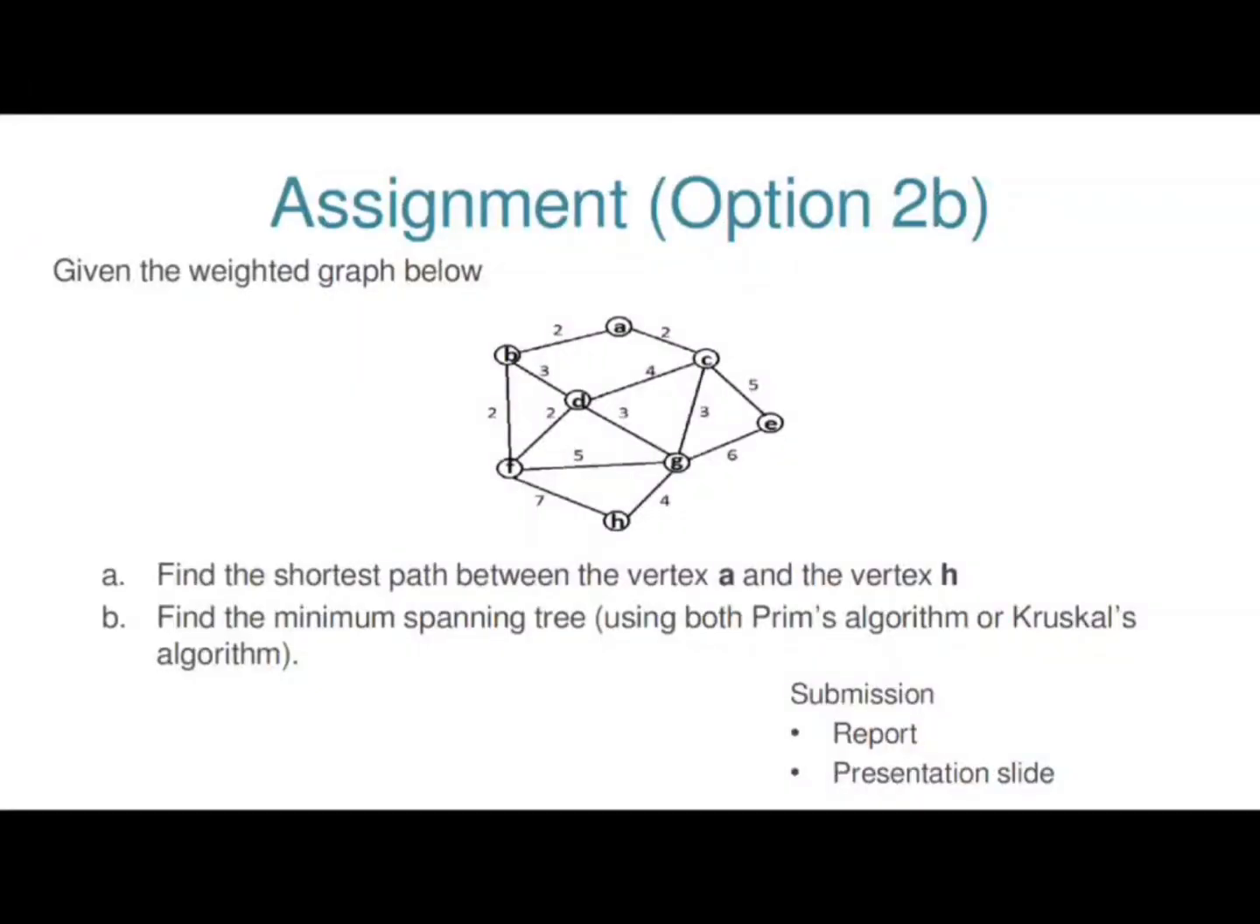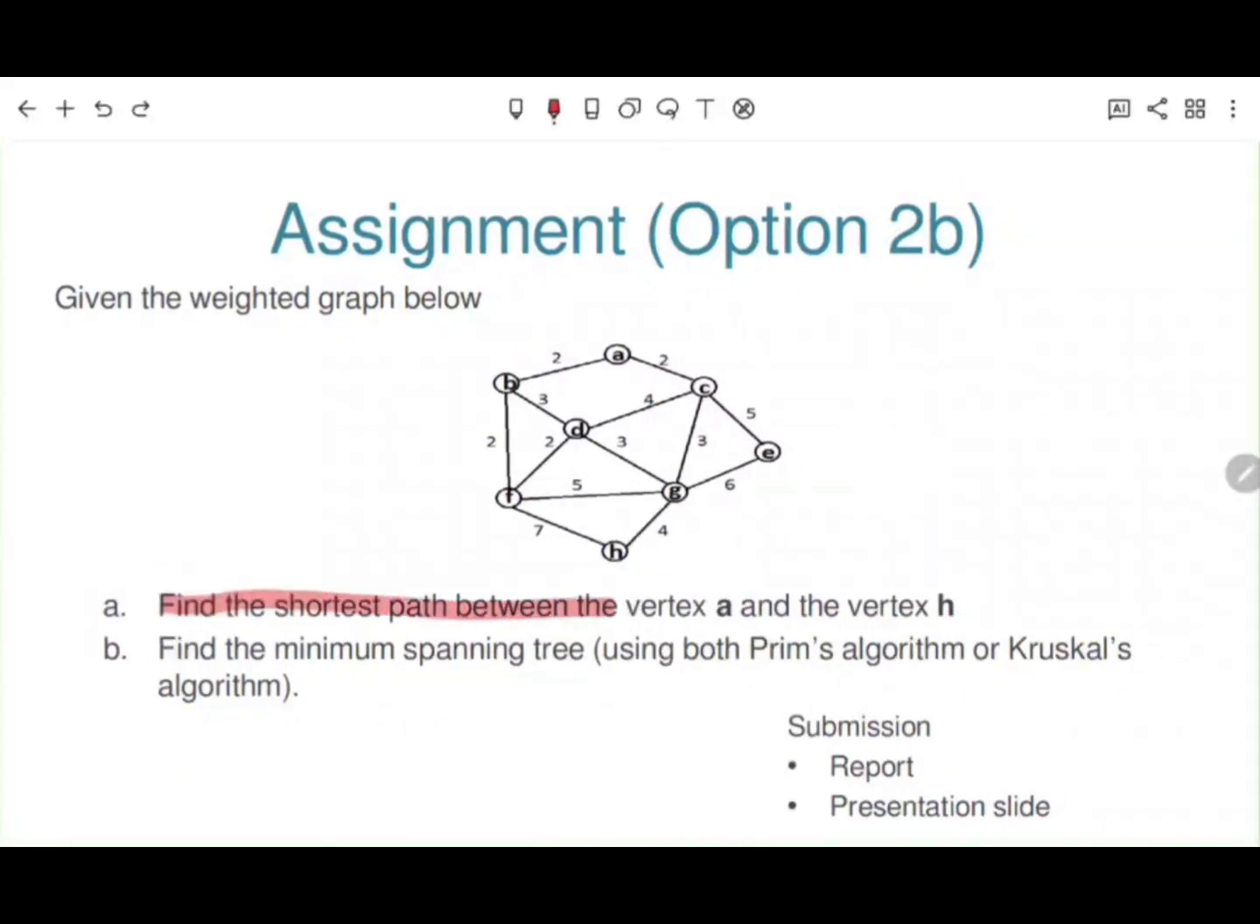I'm Norhana Pintu Bujang, going to explain the assignment for option 2B. This option 2B shows the weighted graph. To find the shortest path for this graph, we use Dijkstra's algorithm from vertex A to vertex H.